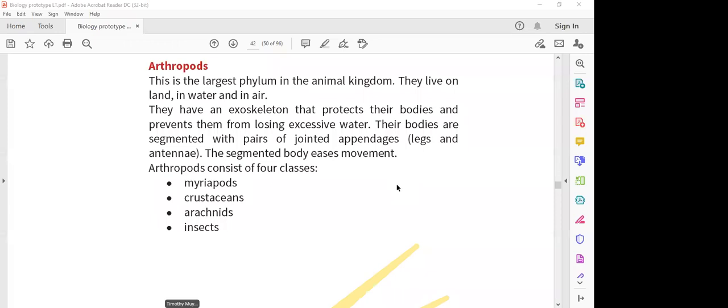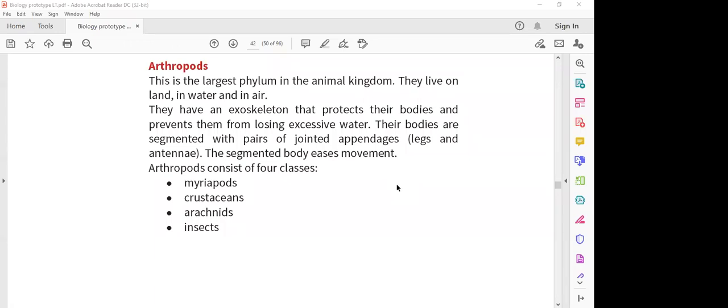Okay. Now they also have segmented body appendages. If you look at their legs, their antennae, their mouth parts, most of their body parts are jointed. That's what we say: they have jointed body parts. That is for the appendages, the legs and antennae. They are segmented. That can ease their movement because they can move freely in that case. The segmented body eases movement that I've just talked about.